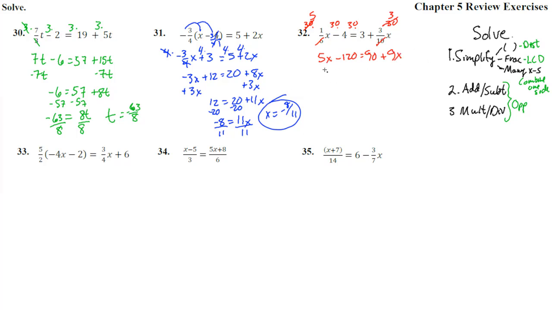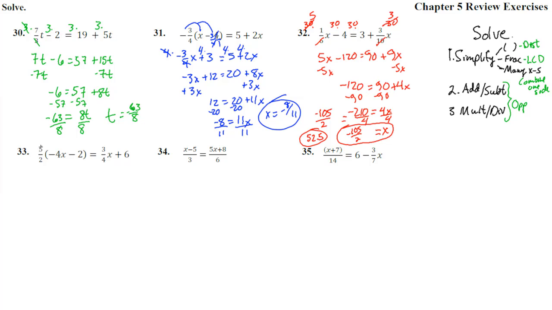Okay, get the x's together, many x's. So subtract 5x from both sides. And we get negative 120 equals 90 plus 4x. Subtract 90, and we got 4x equals negative 210. Divide by 4. X equals, let me see, if we divide by 2 and 2, oh yeah, negative 105 over 2. Or I guess you could put that into a decimal. What is that, 52.5? That'd be an okay way to write that guy as well. All right, number 33.